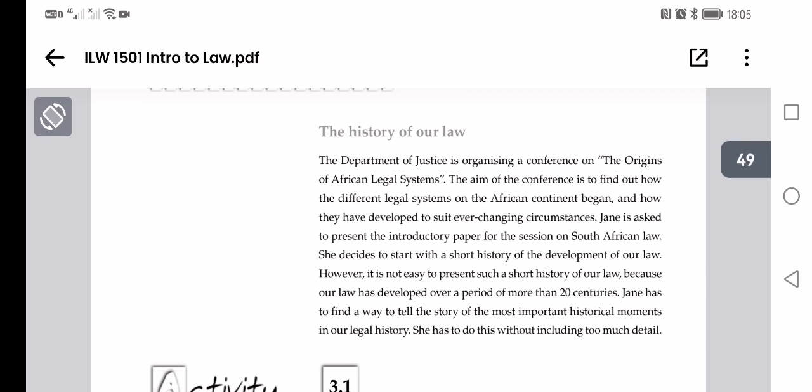However, it is not easy to present such a short history of our law because our law has developed over a period of more than 20 centuries. Jane has to find a way to tell the story of the most important historic moments of our legal history. She has to do this without including too much detail.